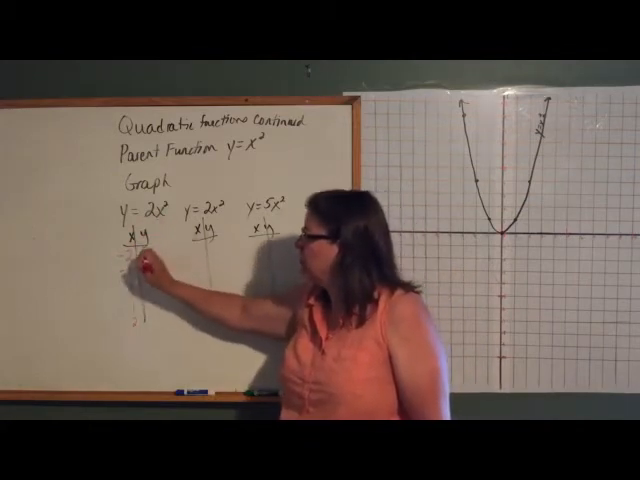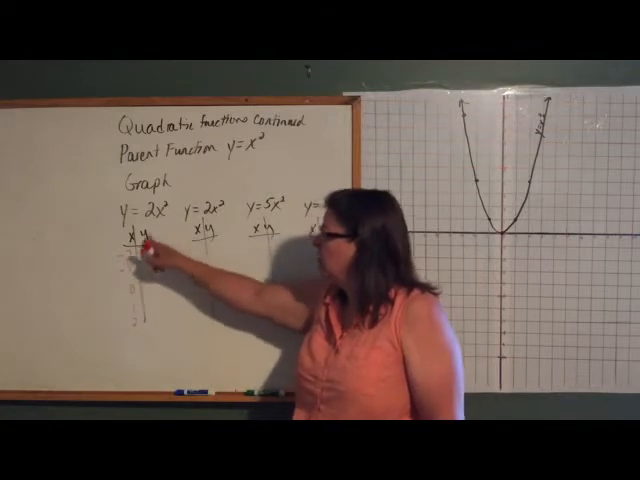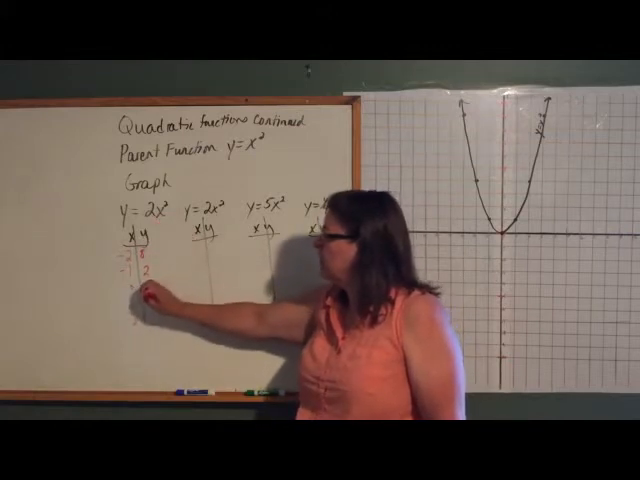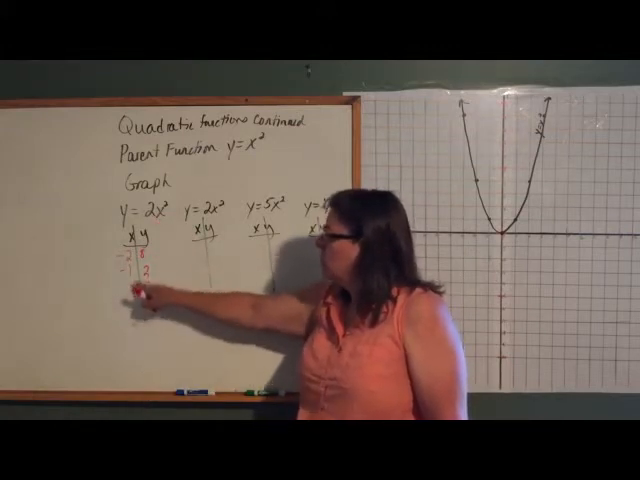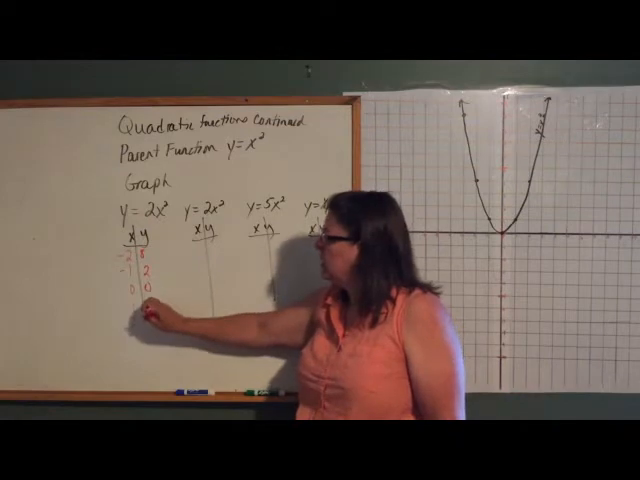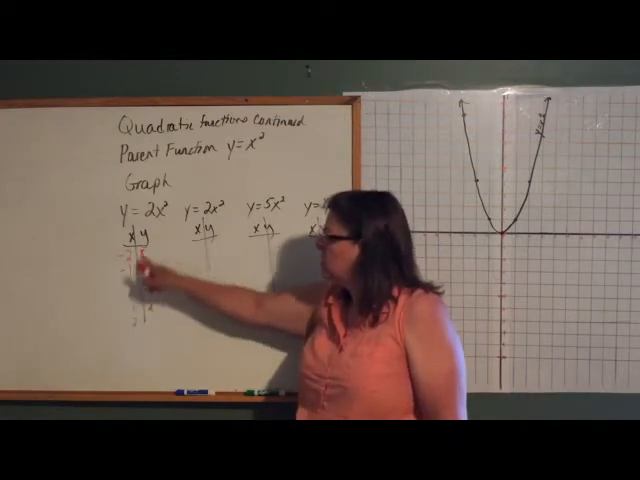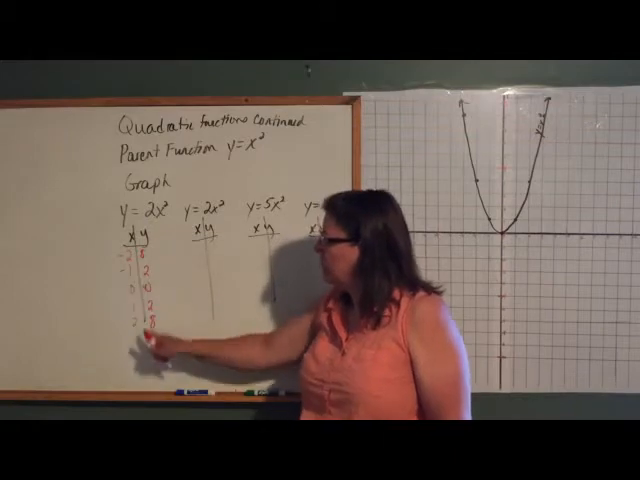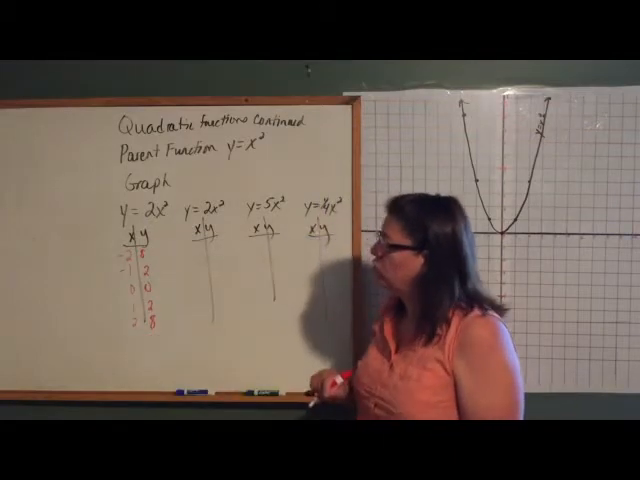4 times 2 is 8. -1 squared is 1. 1 times 2 is 2. 0 squared is 0. 2 times 0 is 0. 1 squared is 1. 2 times 1 is 2. 2 squared is 4. 2 times 4 is 8. So those are my ordered pairs for y equals 2x squared.